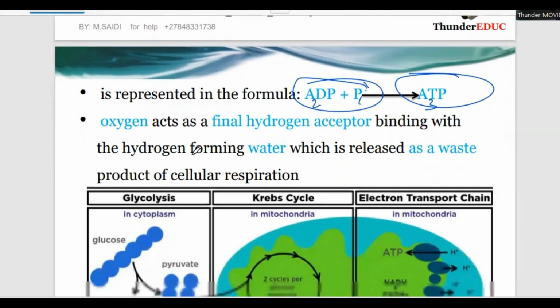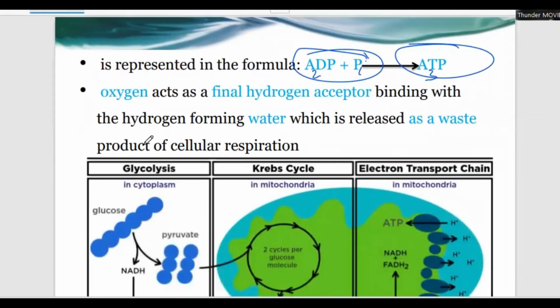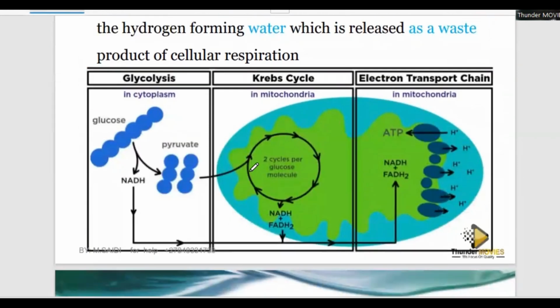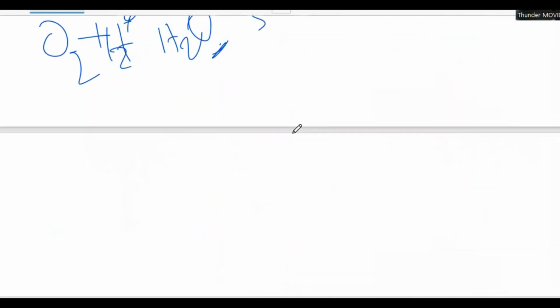All right. So what happens? The hydrogen forming water is used, forming water, which is released as a waste product of cellular respiration. Basically, the water molecule is being released, but is acting as a waste product. Yes, or we can say it is a byproduct. And let me remind you.